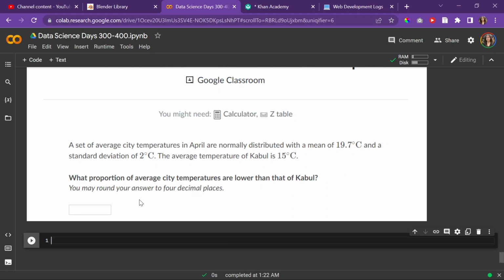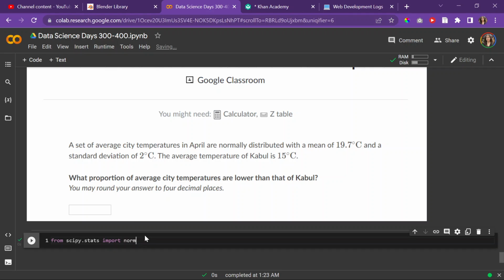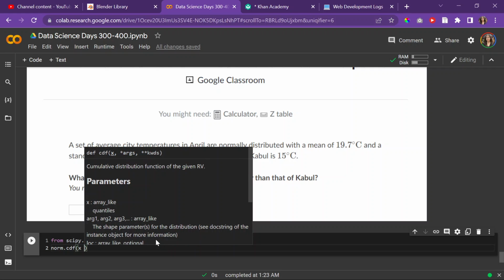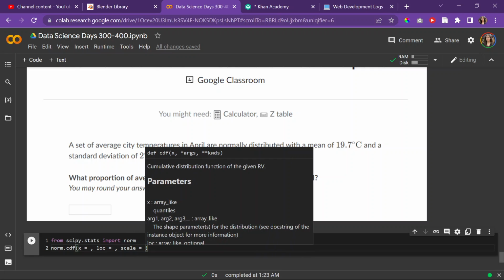To get that function, I'm going to have to, from scipy.stats, import norm, because the norm function comes from scipy.stats. And then now I can do norm.cdf, the cumulative density function. And in Python, there's three values: your x, the loc, which is the mean, and then the scale, which is the standard deviation.